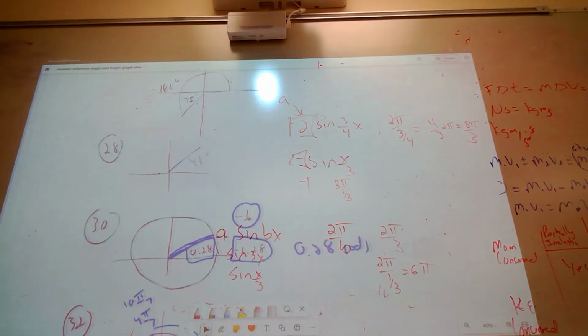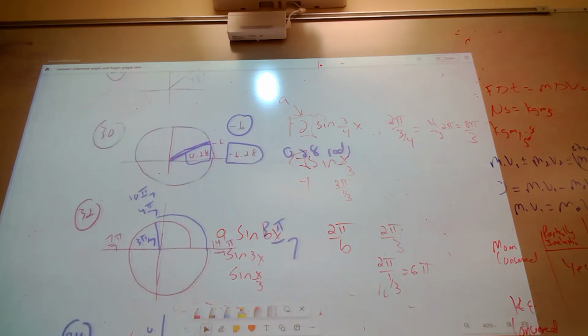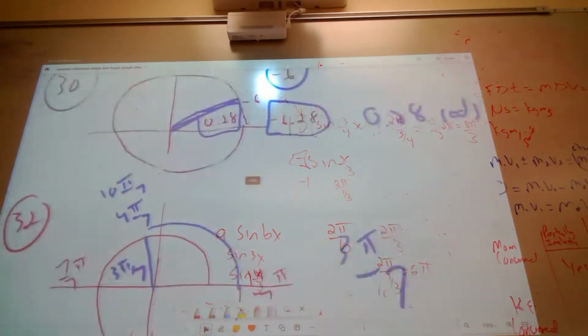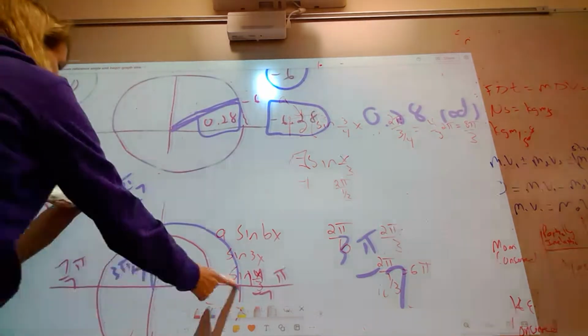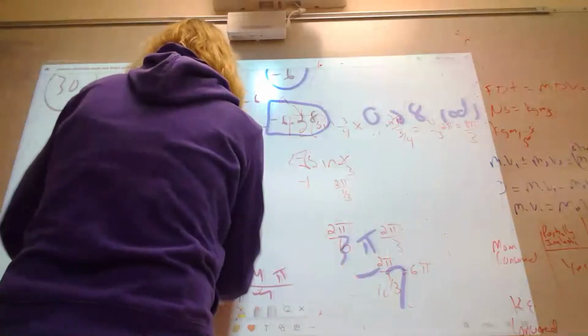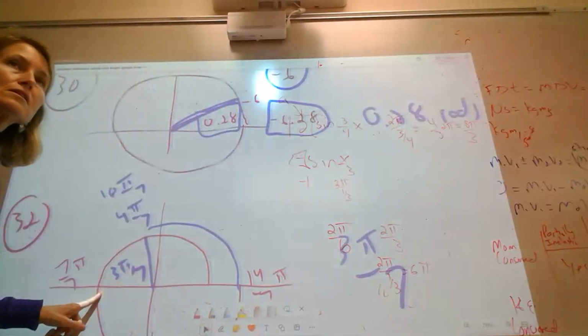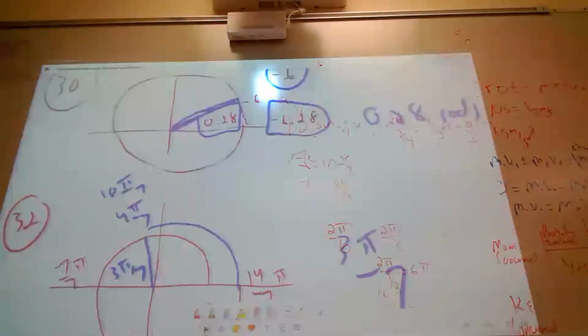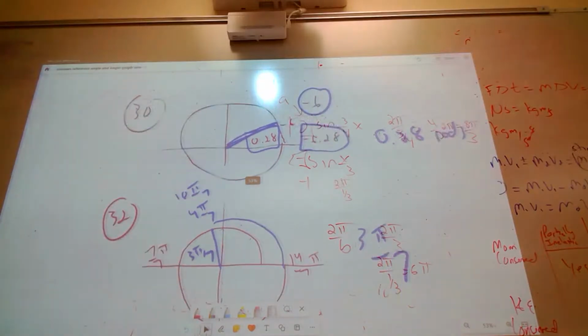32, what'd you say you got for 32, Abigail? I have 3 pi over 7. So we had, I think it was 18 pi over 7, right? So 14 pi over 7 is 2 times around the circle. And then if we go to 18, we've gone 4 pi over 7. We have 3 pi over 7 to finish it. Okay, so just fix it if you didn't get it.